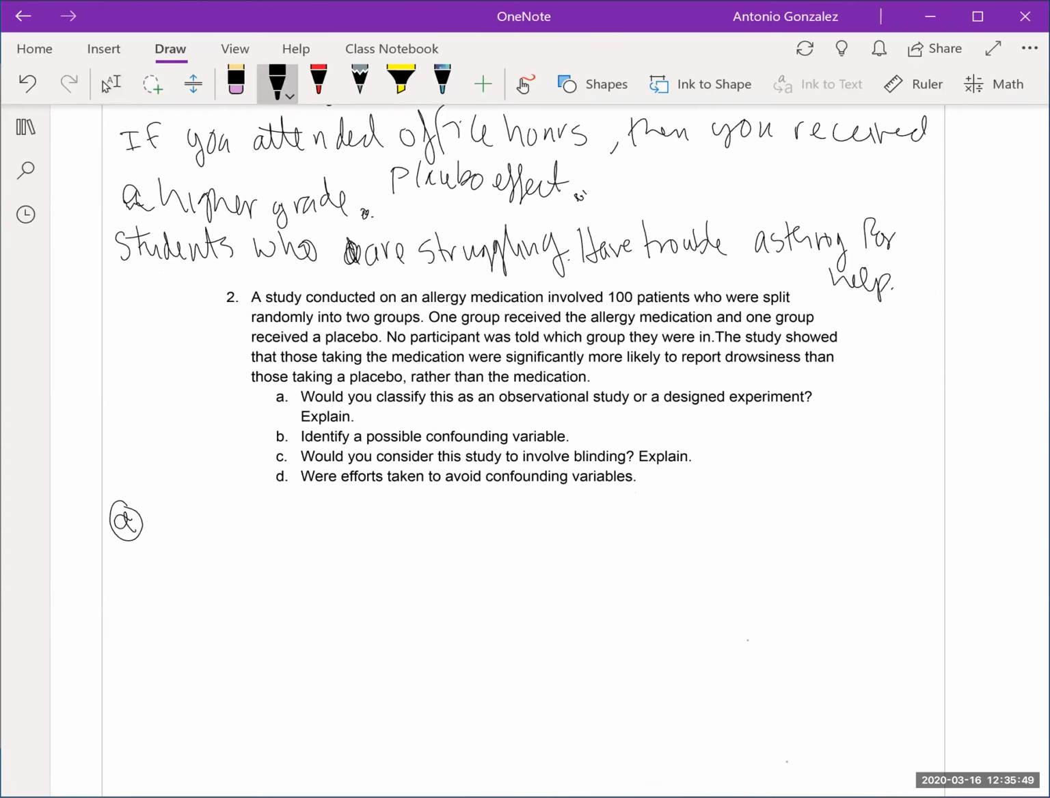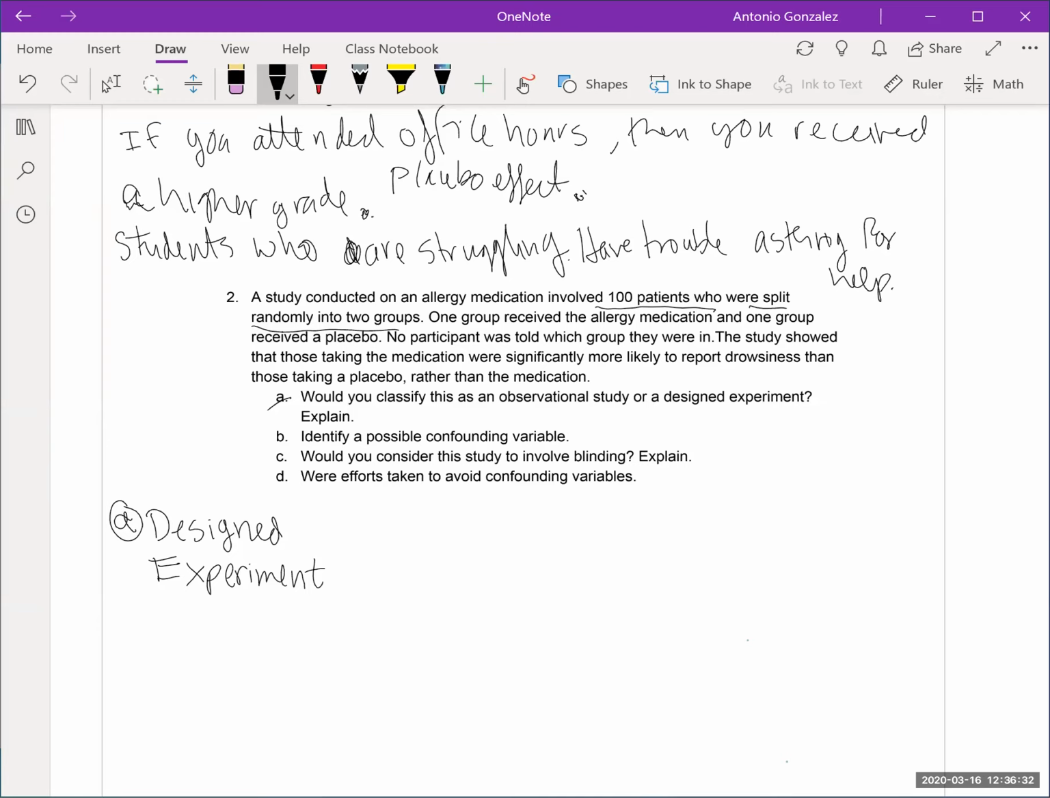So part A asks, would you classify this as an observational study or a designed experiment? Now, looking at what we have here, we have 100 patients split randomly into 2 groups. So instead of just going out and observing data, this is some control that is being exerted over the patients here. So I would classify this as a designed experiment. Okay, so that's part A.